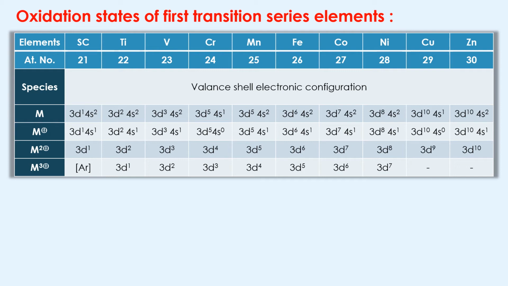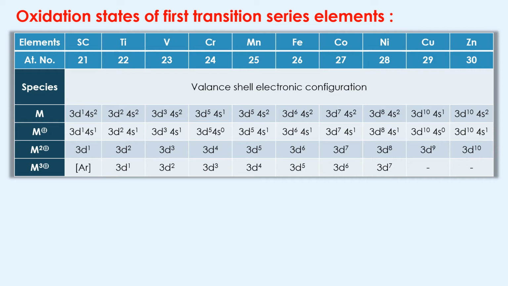So they have shown the one electron transfer from the s orbital. If you see, there is a one electron loss from the 4s orbital for each of the elements. Now what happened? Your scandium, previously in metal form, is 3d1 4s2. Now in M+ it becomes 3d1 4s1. For M2+ it becomes 3d1 only.